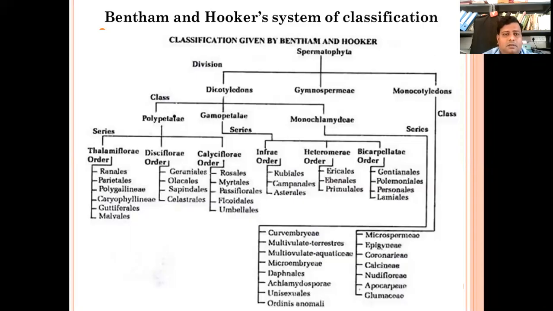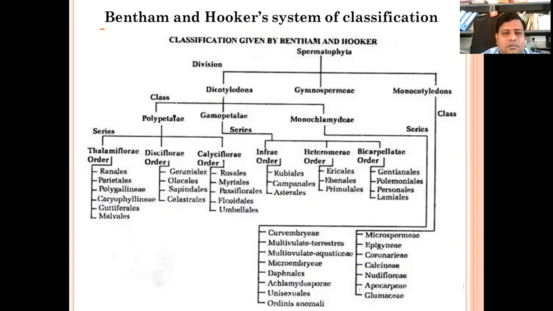The class Dicotyledonae shows the characters: two cotyledons, open vascular bundles, and reticulate venation. It is further divided into the subclass Polypetalae. In Polypetalae, the flowers are usually with two distinct whorls of perianth. The segments of the inner whorl or corolla are free. The Polypetalae are further divided into the series Thalamiflorae, Disciflorae, and Calyciflorae.